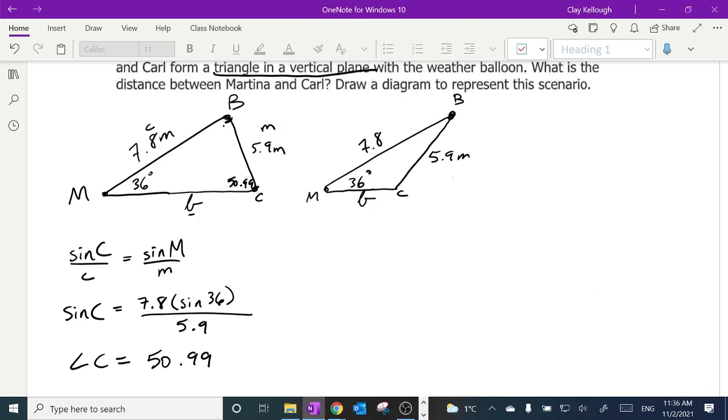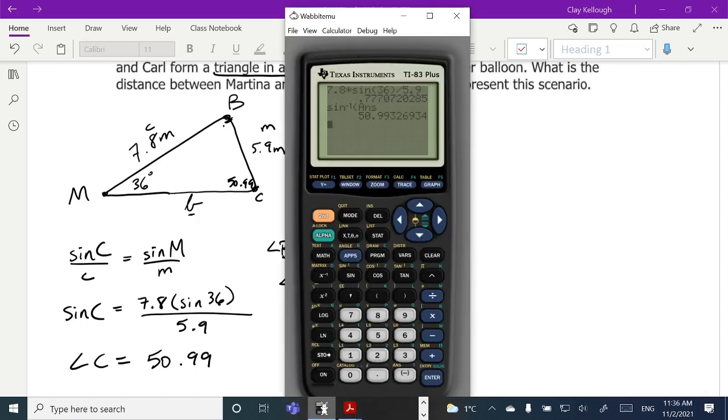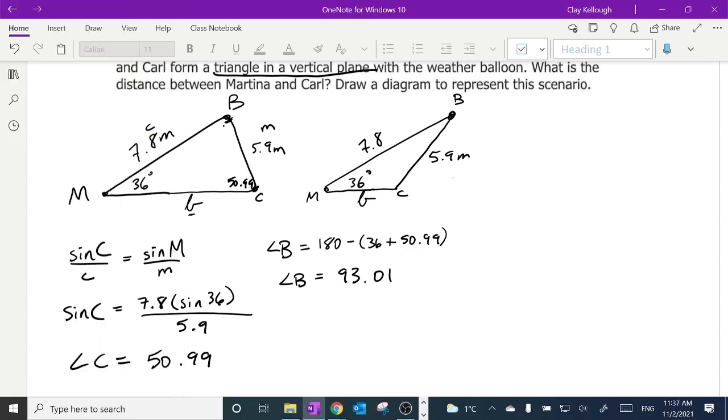So angle B is equal to 180 minus 36 plus the one I just found. So 180 minus, open a bracket, 36 plus that last answer I just had. And that's 93.01. Okay, now that I know angle B, I can find side B.